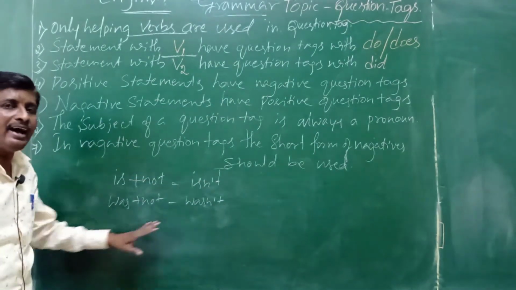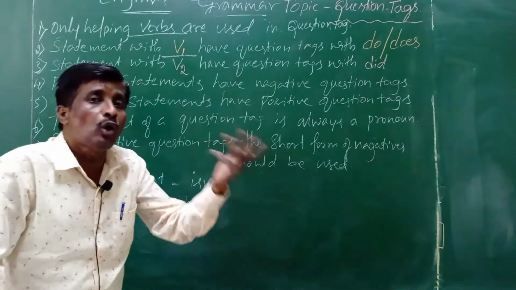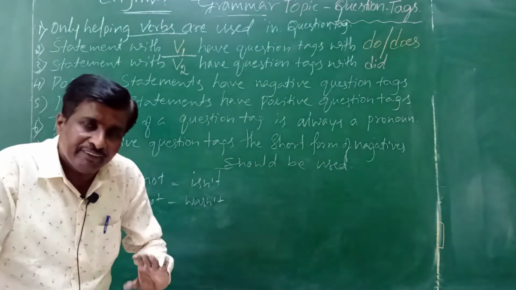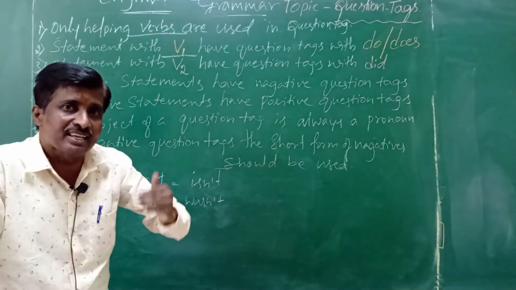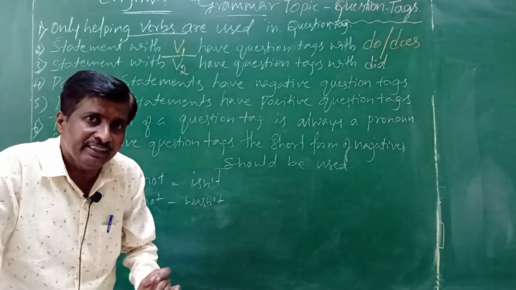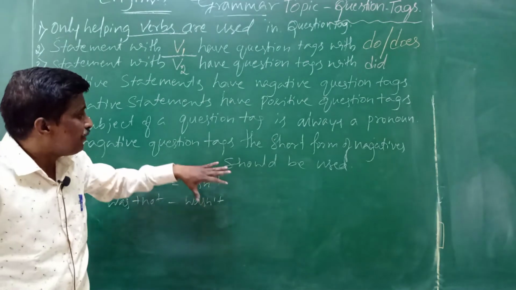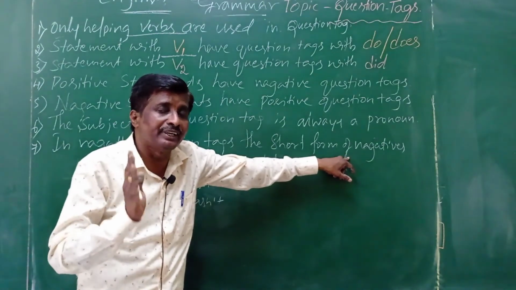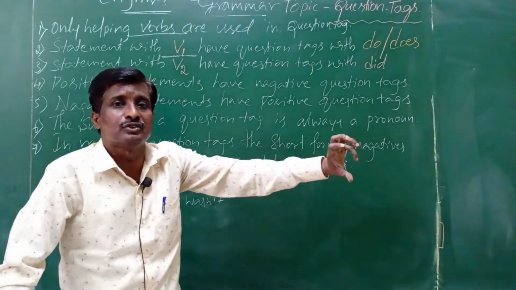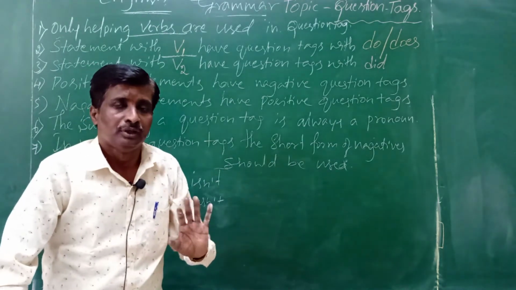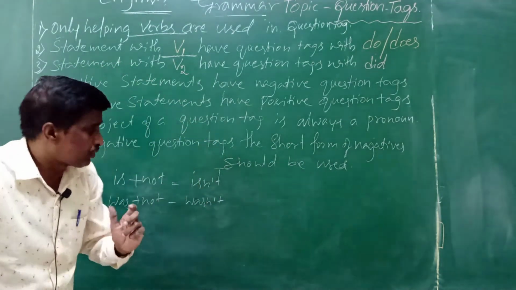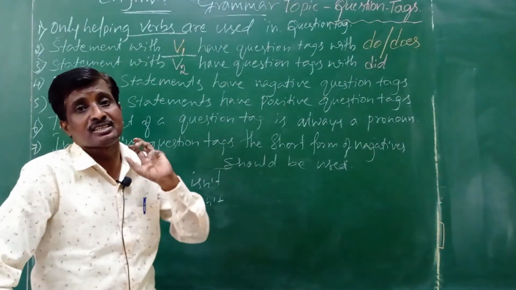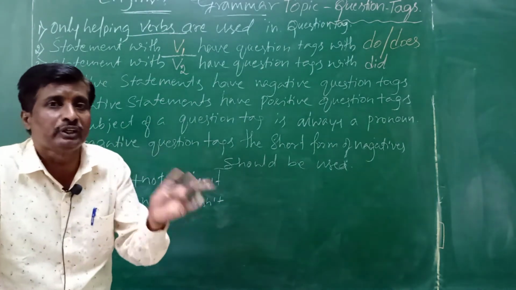In the same way, are plus not, aren't; will plus not, won't; has plus not, hasn't; had plus not, hadn't; have plus not, haven't; do plus not, don't; does plus not, doesn't; did plus not, didn't; can plus not, can't. Like this, we can use only the short form of negatives. We should use only the short form of negatives in a question tag. We don't use the full form: is not, was not, will not. No, we shouldn't use them. Is plus not, isn't; was plus not, wasn't; will plus not, won't; can plus not, can't; should plus not, shouldn't; would plus not, wouldn't, like this.